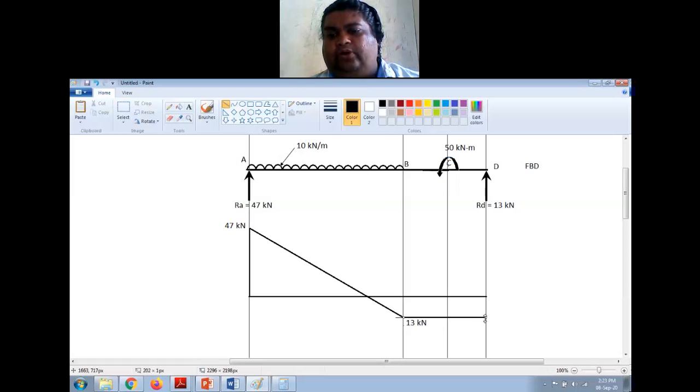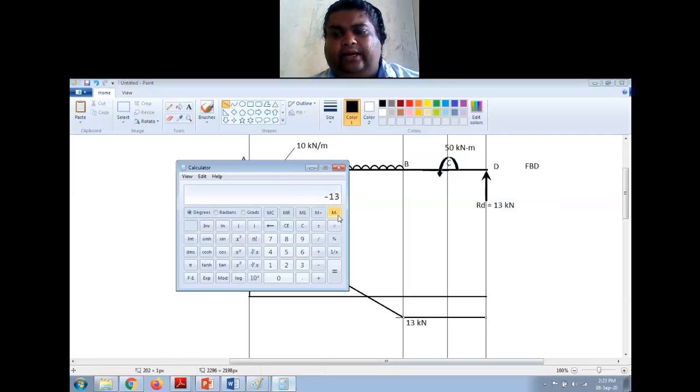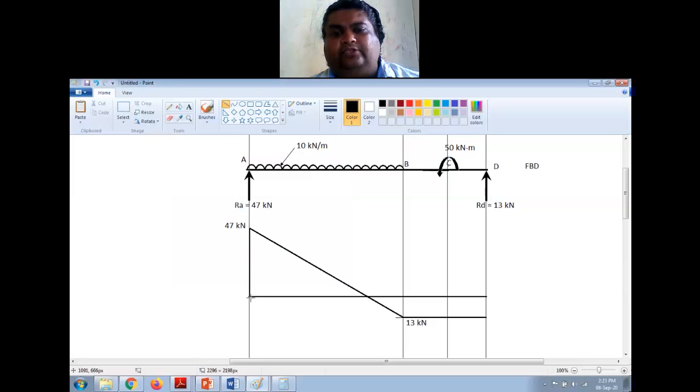Now I have come to this point. Now here I have an upward force of 13 kilonewton. It is positive. So again take your calculator, minus 13 plus 13, it becomes 0. That means at this point the shear force is varying from 0 to 13, and at this point it is varying from 0 to 47.